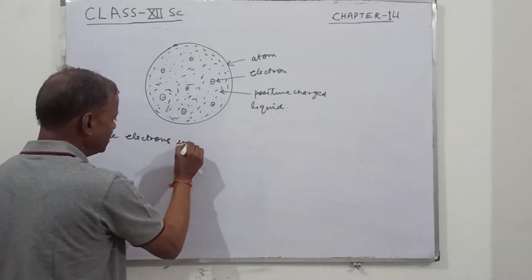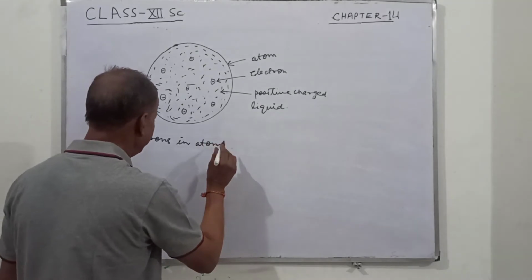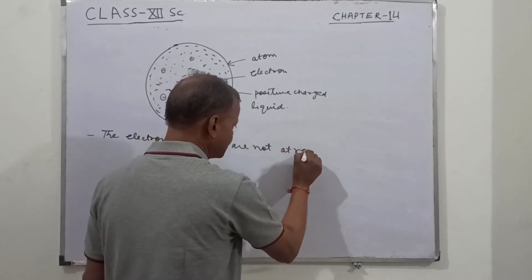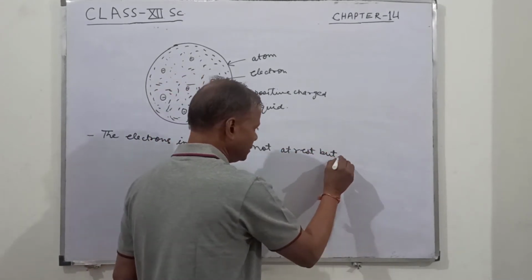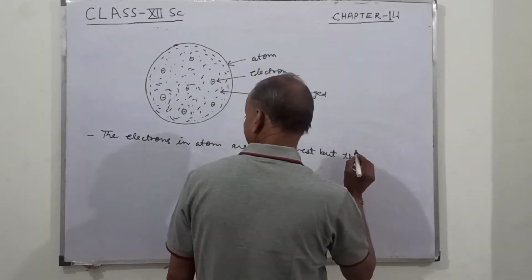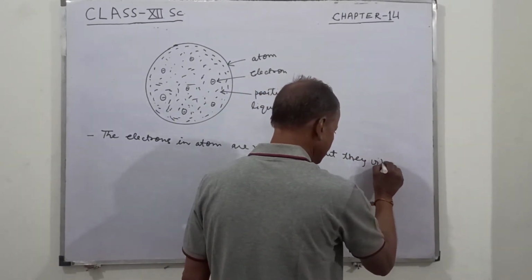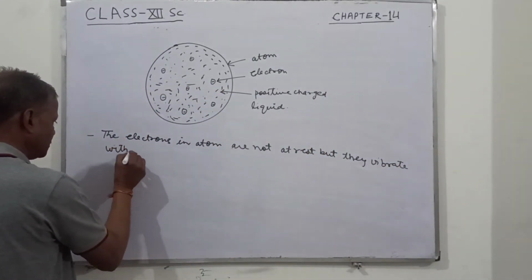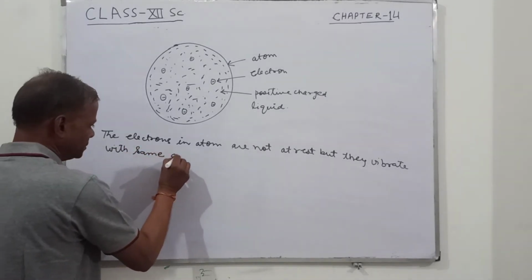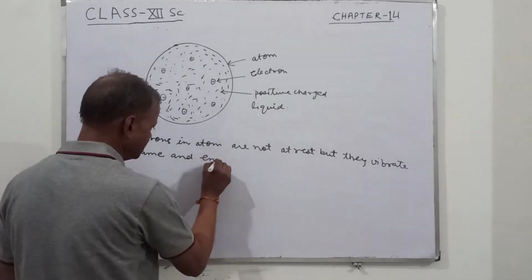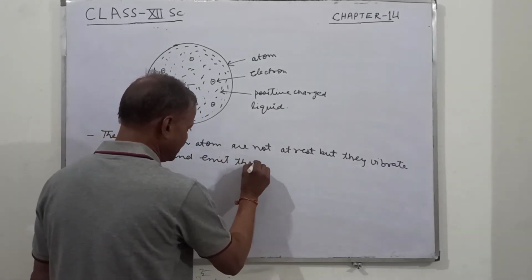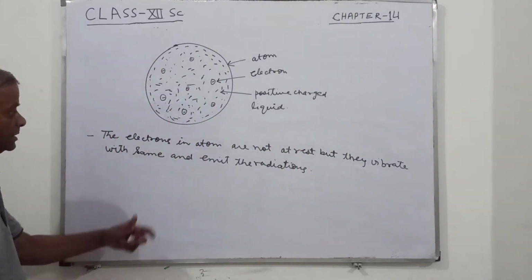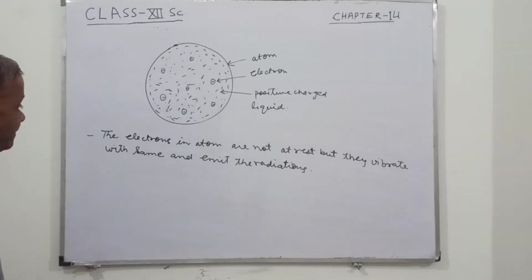The electrons in the atom are not at rest, but they vibrate with the same frequency and emit radiations. This was another thing given by J.J. Thompson.